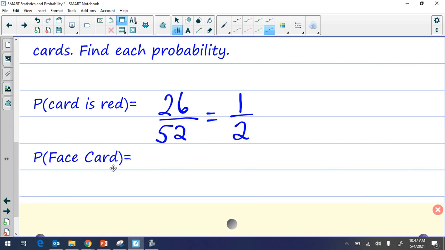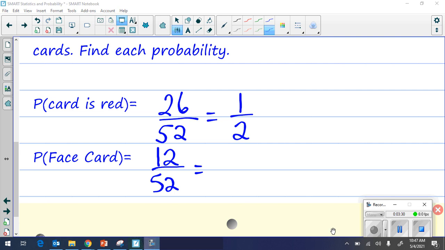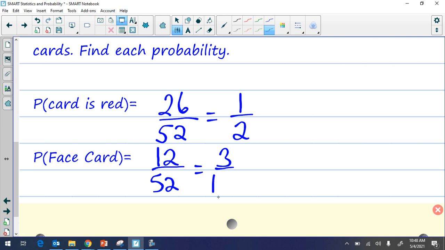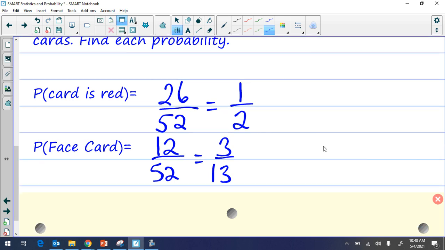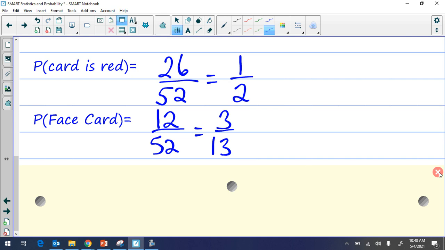All right, the probability that it's a face card, so that's the jack, queen, and king of each suit. So there's 3 in each suit, 4 total suits, so that's 12 out of 52. And 12 out of 52 reduces to 3 out of 13. Again, we could have jumped straight to 3 out of 13 because 3 in each suit are face cards, and there are 13 cards in each suit. And since they're equally spaced, that's what happens there.